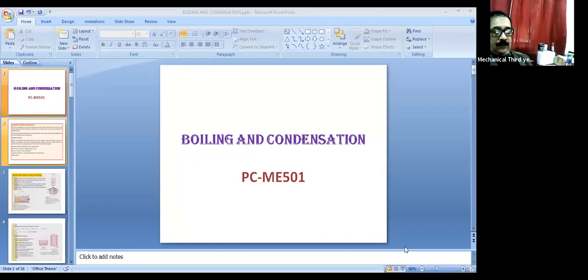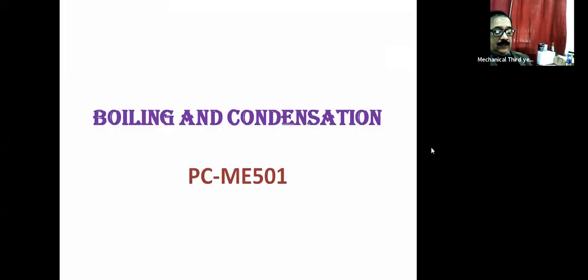Well, we are now in this particular chapter of boiling and condensation. In yesterday's class, we tried to understand what is boiling and what is meant by condensation. As per the requirement of the syllabus, we'll have to go a little bit deeper into these processes, that is boiling and condensation. That's what we are doing now.